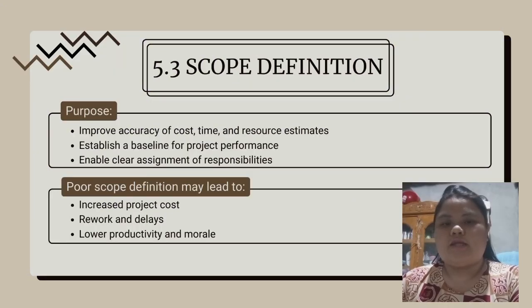I will be discussing the next topic, scope definition. Purpose: improve accuracy of cost, time, and resource estimates, establish a baseline for project performance, and enable clear assignment of responsibilities. Without a clear scope definition, it may lead to increased project costs, rework and delays, and lower productivity and morale.